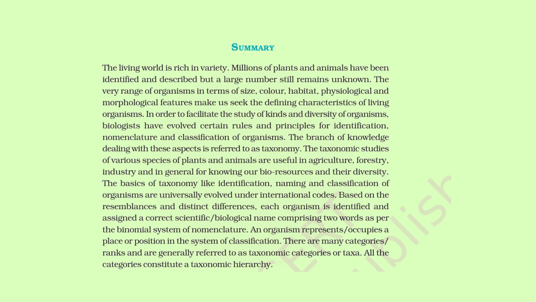An organism represents or occupies a place or position in the system of classification. There are many categories, or ranks, generally referred to as taxonomic categories or taxa. All the categories constitute a taxonomic hierarchy.